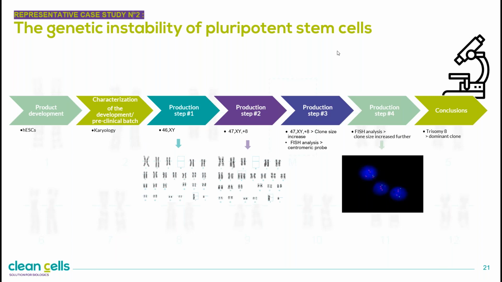Well, it was clear that the aberration was specific to these cells, and we used FISH analysis as the fastest and easiest approach to further follow the size of the clone. And indeed, the FISH results showed us that the clonal population was increasing even further. At that point, it became evident that the aberration was dominant, and we helped the client dodge a bullet, so to say, before applying for an IND. Back to you, Aymeric.